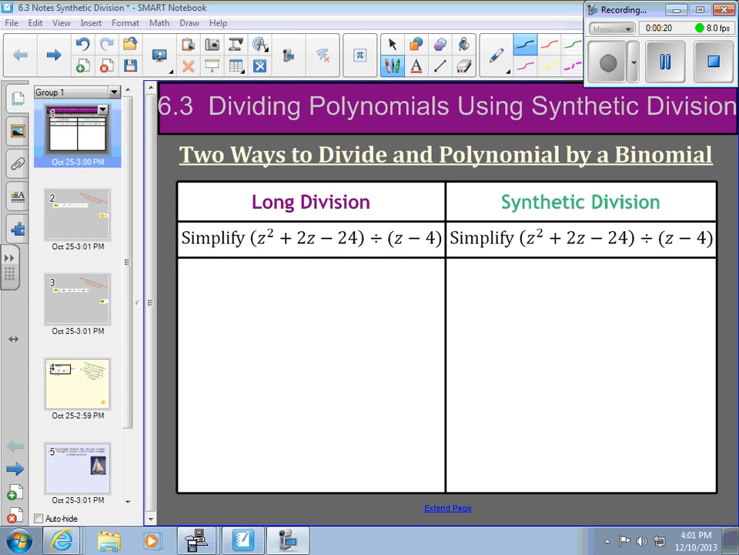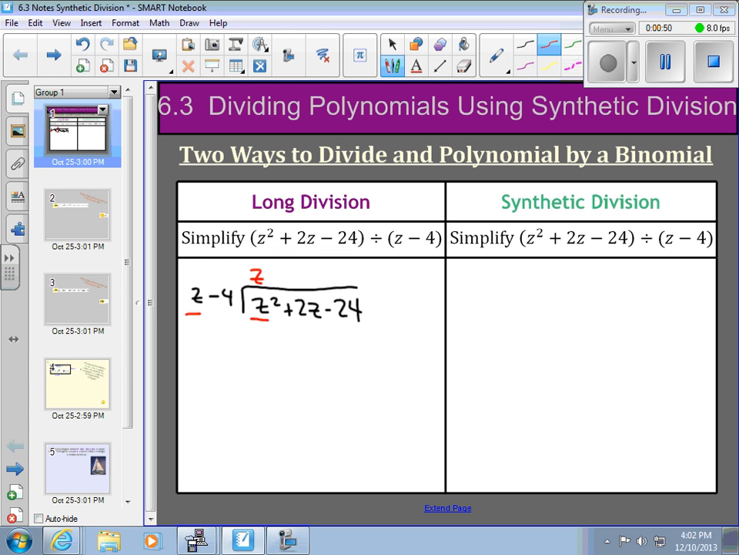The long division route was the same as we did yesterday, using a similar method that you learned back in grade school. So you put what you're dividing by, in this case, z minus 4, out in front. What you're dividing goes in the division bar. And then you see how many times this first term goes into this first term. In this problem, that would be z.